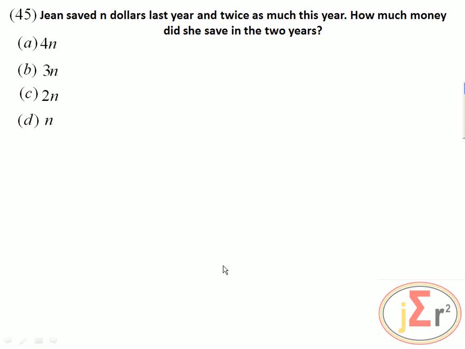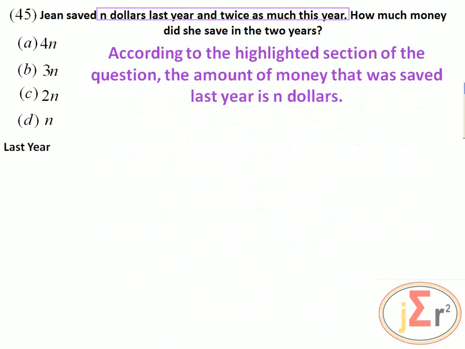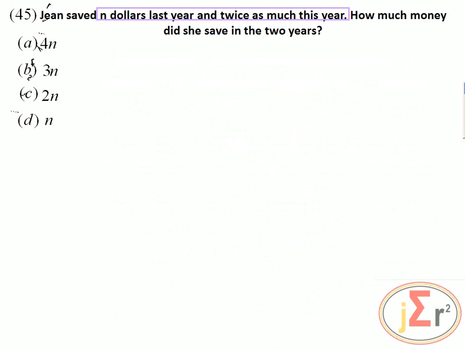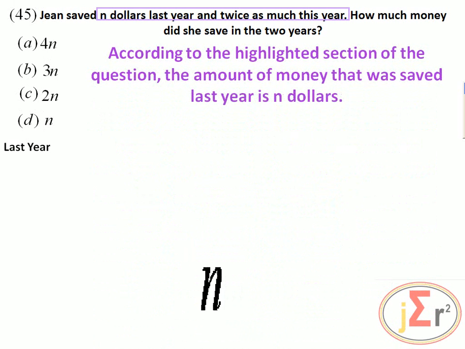We will continue with the solution of problem number 45. Jean saved N dollars last year and twice as much this year. How much money did she save in the 2 years? N dollars last year and twice as much this year. According to the highlighted section of the question, the amount of money that was saved last year is N dollars. So, for last year, we have N dollars.